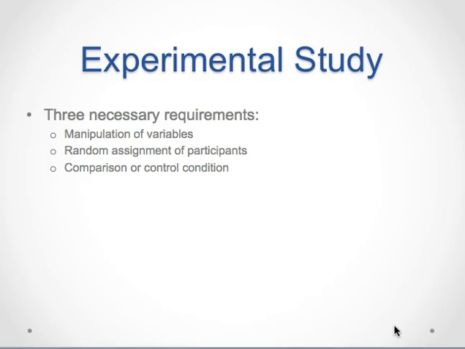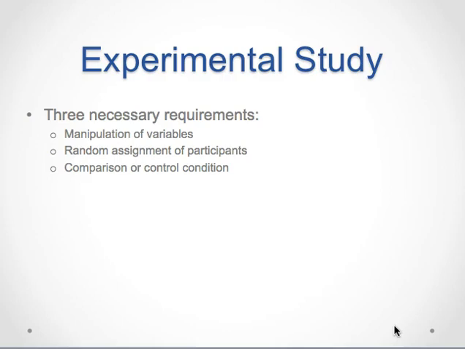Random assignment and manipulation ensures that characteristics of participants in each group, like their age or study habits, are about the same in each group. This makes it more likely that any differences between the groups will be caused by the manipulation of room temperature and not the participant characteristics like their age or study habits.